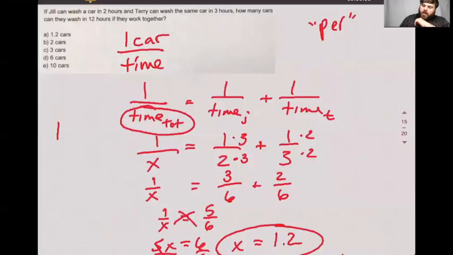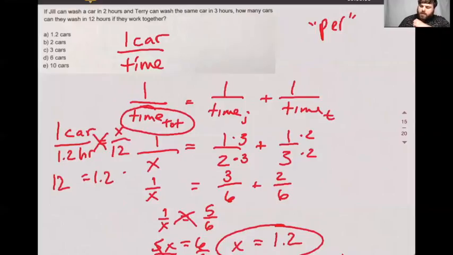So 1 car in 1.2 hours should equal the number of cars they can do, which we don't know, over 12 hours. So now we set up a proportion to solve this, okay? Cross multiply, 1 car times 12 is 12, should equal 1.2 times x. We divide by 1.2 on both sides. 12 divided by 1.2 is going to be 10, okay? So our answer is E.